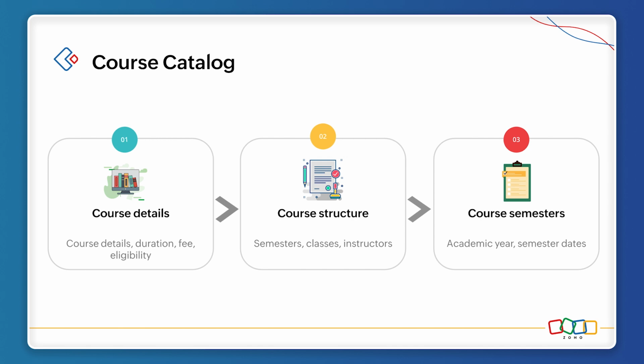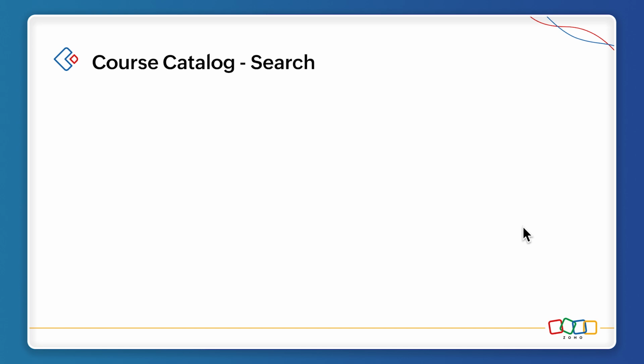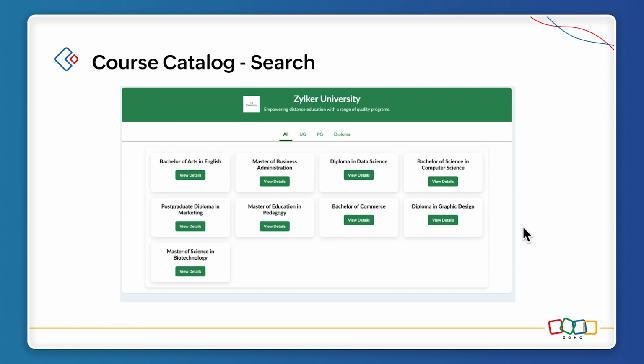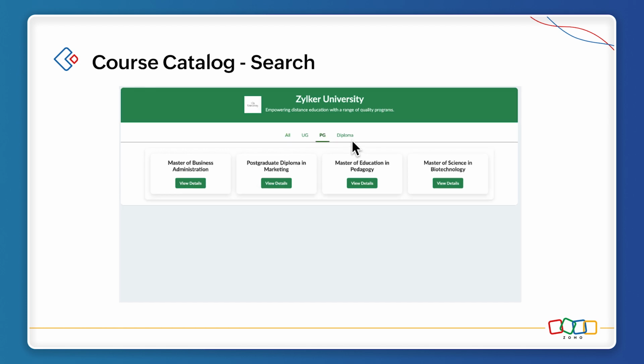Once this catalog is ready, I have created a dashboard to display the course catalog to the students. I can either display this catalog on my university website, or I can provide it for public access. In this dashboard, we'll be displaying all the courses that we are going to offer to the students, and we have also categorized the courses into undergraduate, postgraduate, and diploma courses depending on my requirement. So if the student wants to select a PG course, he can simply click on the PG button, and all the courses that we are offering in postgraduate will be available.